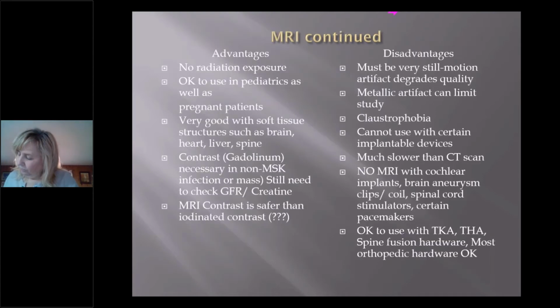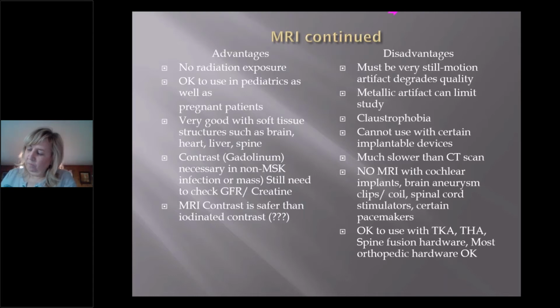So what are some of the advantages of MRI? No radiation exposure. It's okay to use in peds, but again, now you get into trying to get a kid to hold still. So sometimes I give them a little Michael Jackson juice and put them to sleep for a little bit. Pregnancy, A-okay. Excellent detail for soft tissue structures, even small soft tissue structures. Great for brain workup, even heart, liver, obviously spine.